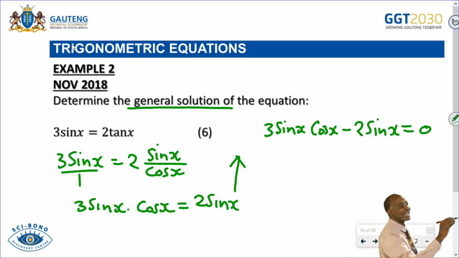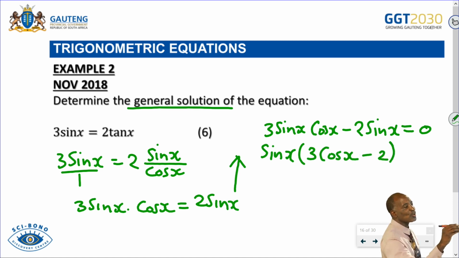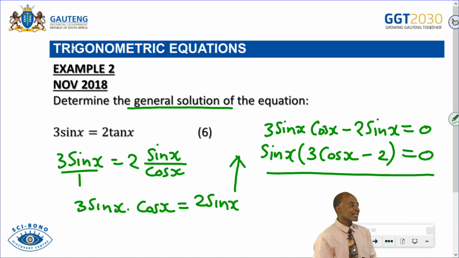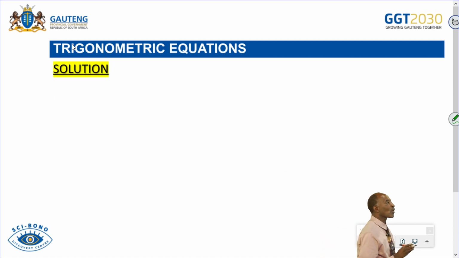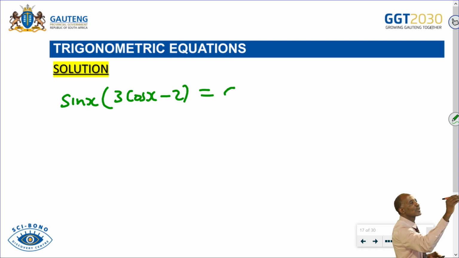Yes, we realize that sine is common, so we factor out sine x. We are left with 3 cos x minus 2 equals 0. This is where you need to use your skills of algebra. That's where we are. We're going to take it from there: sine of x times 3 cos x minus 2 equals 0. Then we apply the zero principle of multiplication.